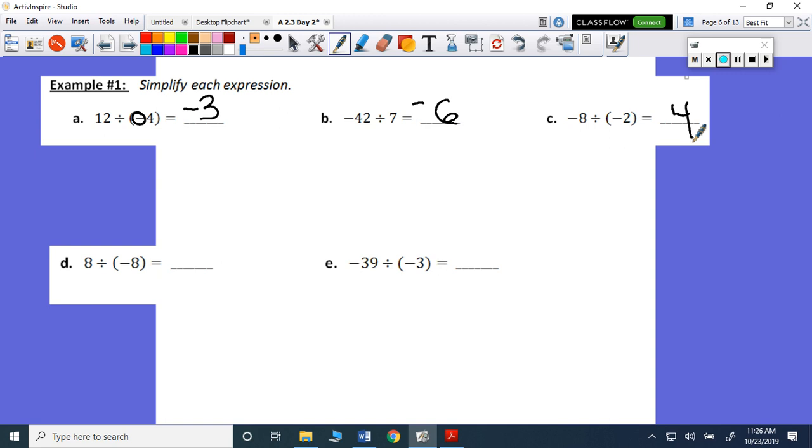Lily, is letter D positive or negative? Because it's a positive divided by a negative, it should be -1. Any takers for E? Yes, because a negative divided by a negative is a positive. 3 goes into 39 thirteen times. Good. And again, this is the last new lesson of no calculator, and then we are moving on.